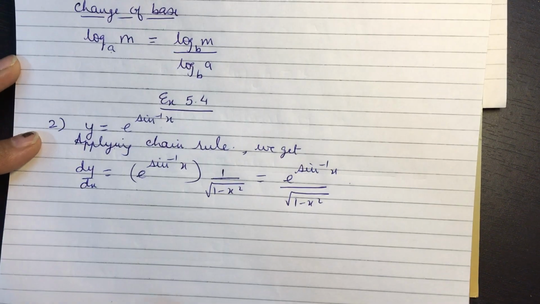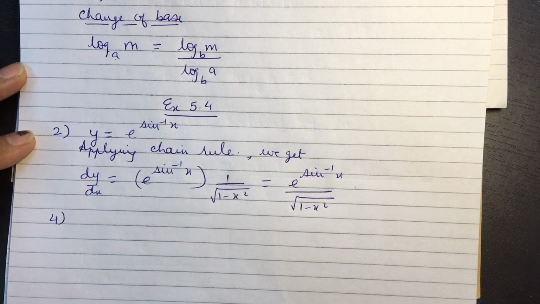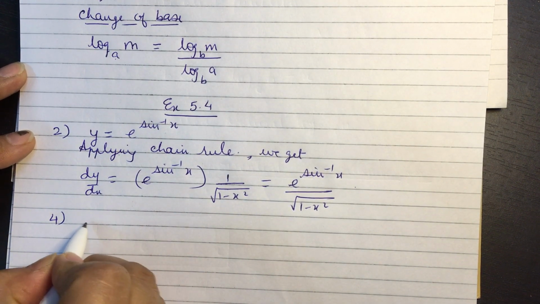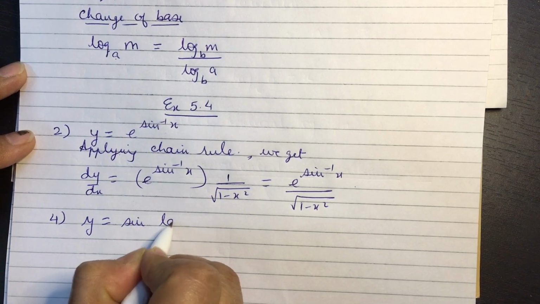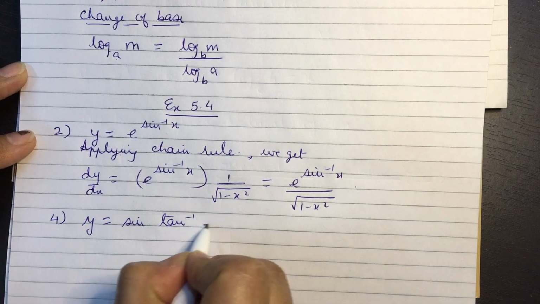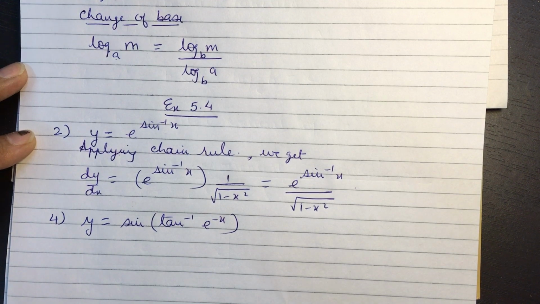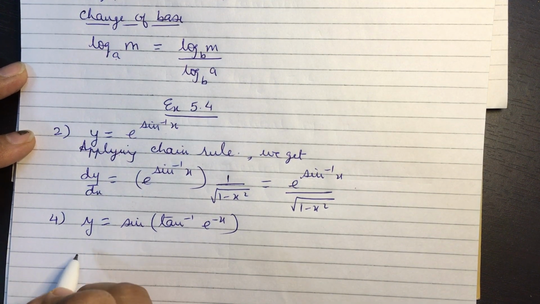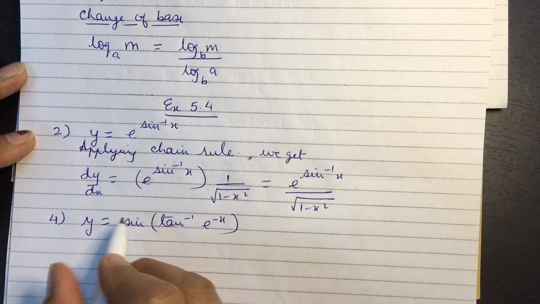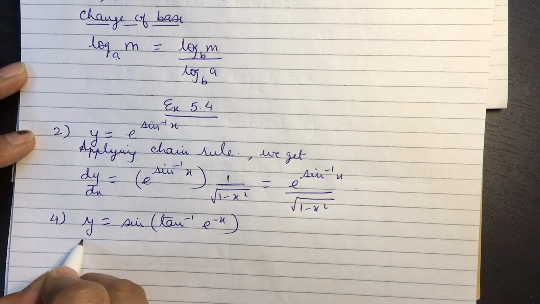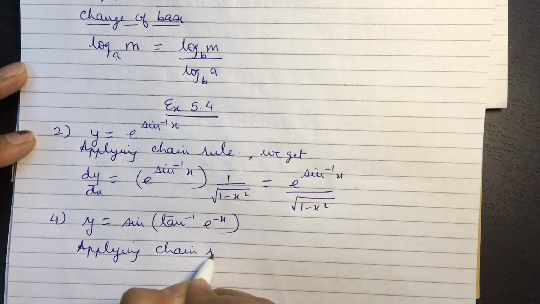Now let me take up the fourth question. The fourth question says that y equal to sine of tan inverse e raised power of minus x. Now here again we have to differentiate with respect to x. So again you have to apply the chain rule to get the result.